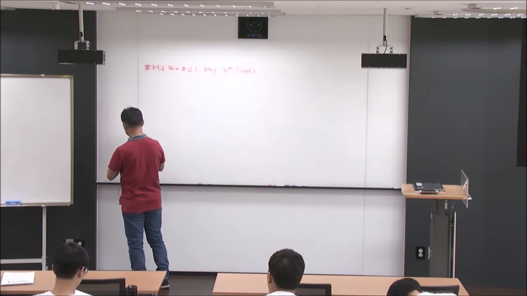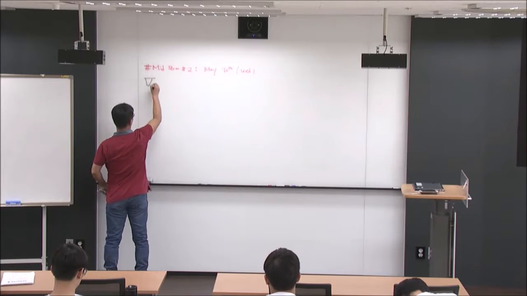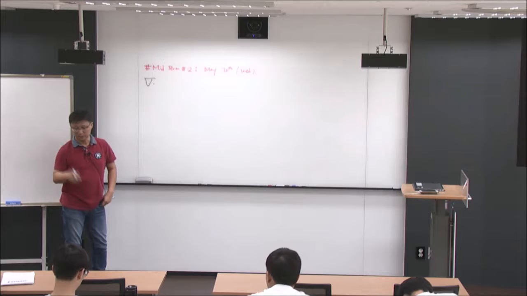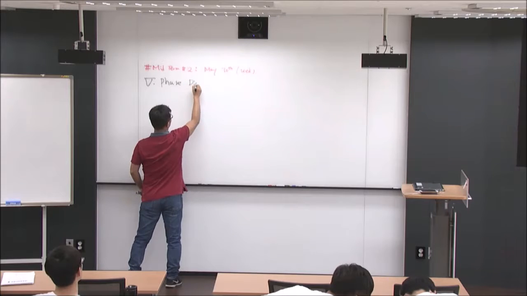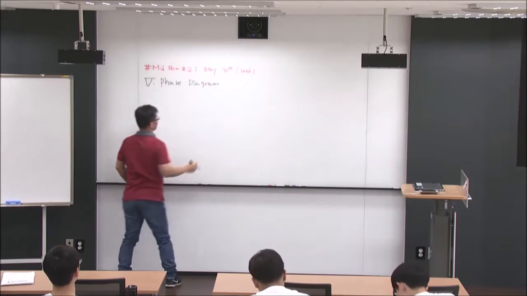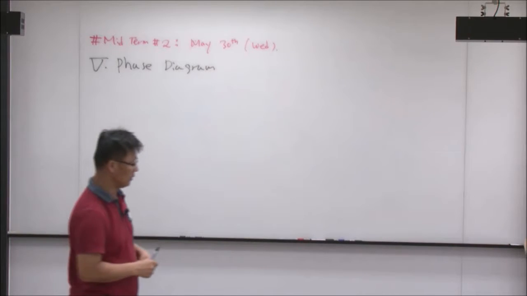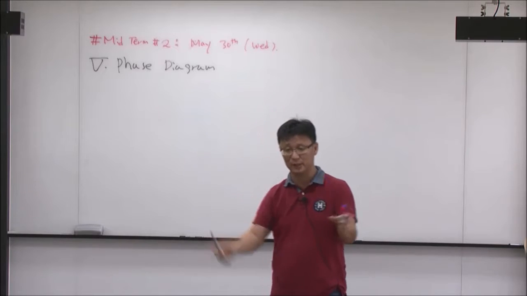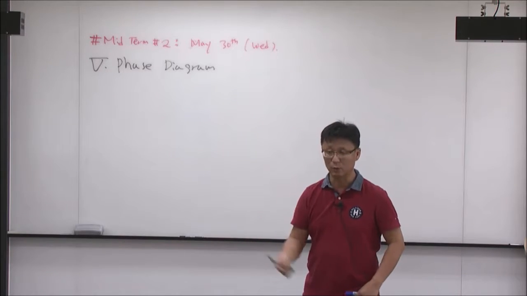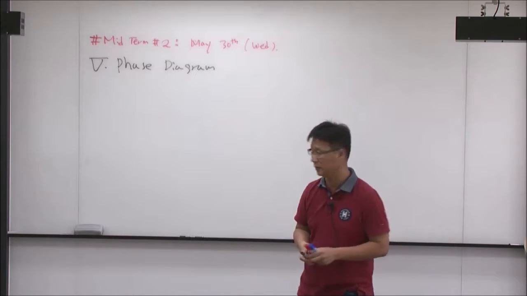So let's go back to the phase diagram and the Gibbs energy relationship. This will be chapter 5, phase diagram. In the last class, I just showed you briefly what a phase is. Now I also want to show you an example of how to connect the Gibbs energy diagram and the phase diagram. Let's look at that more, with many different kinds of phase diagrams.